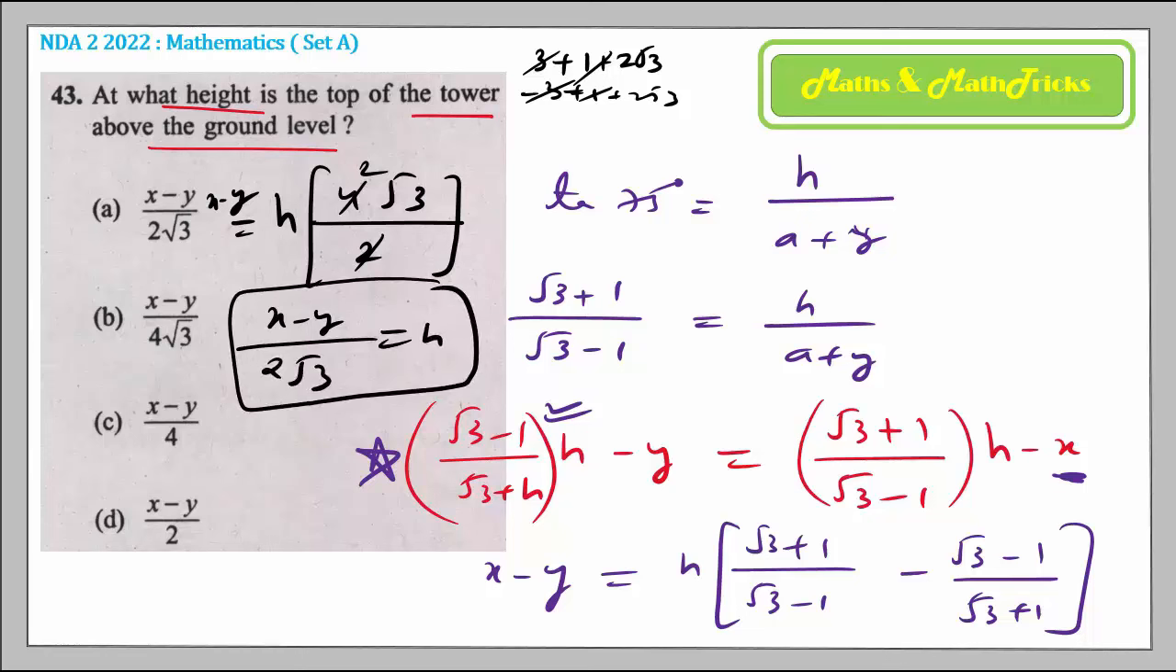And that is given in option A. So option A is the right choice for this. See, just a matter of simplification, students. Hopefully you can do it yourself also. So this was about the first question on the paragraph.